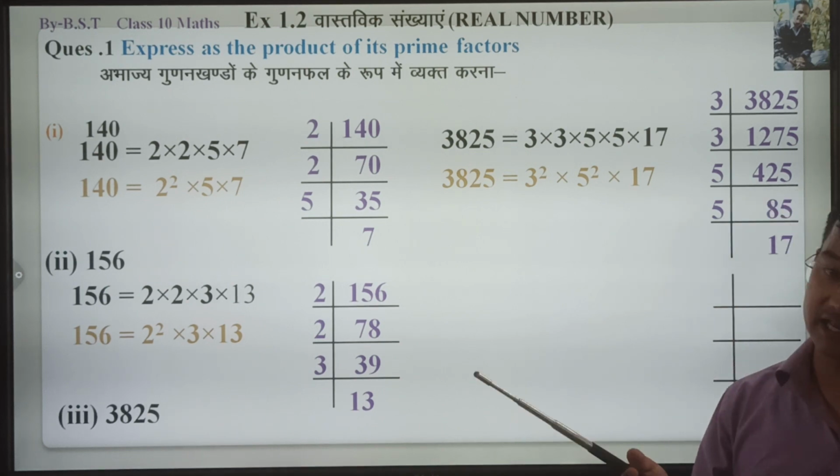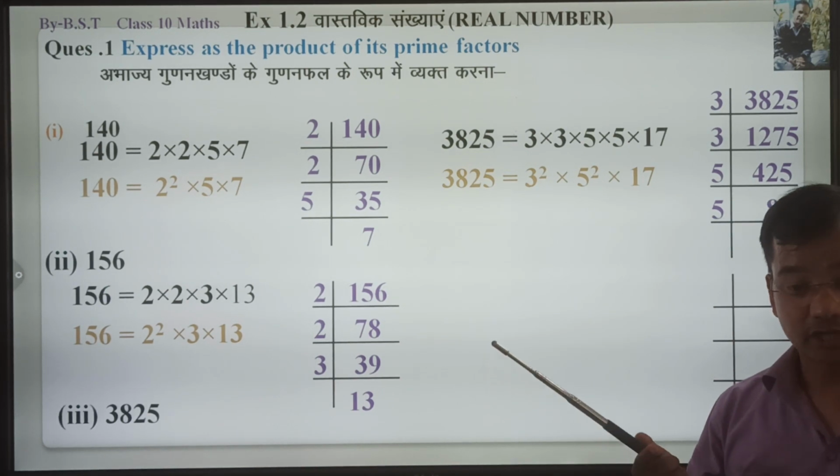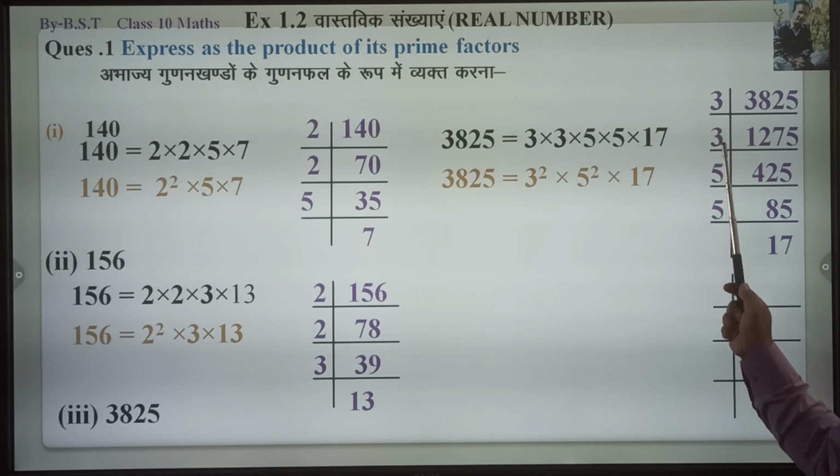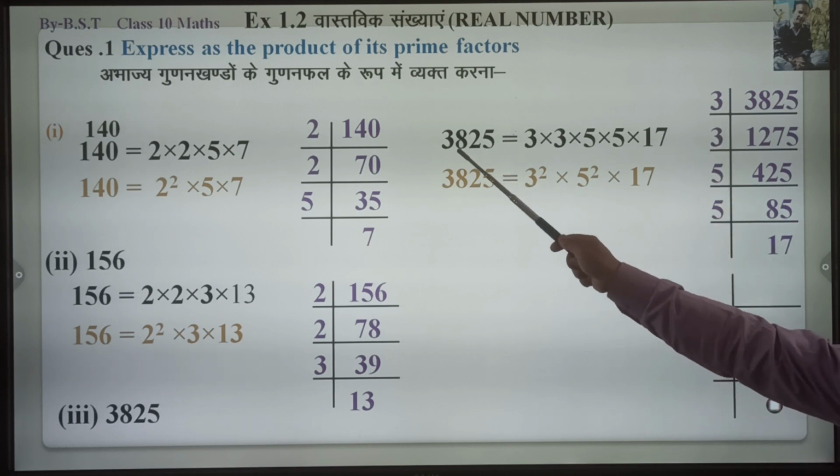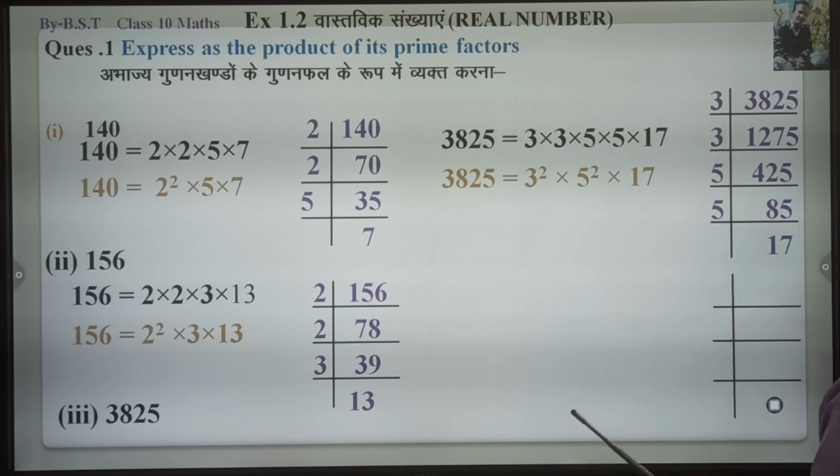These prime factors are unique, because 3 into 3 into 5 into 5 into 17 is equal to 3825. Okay. Next.